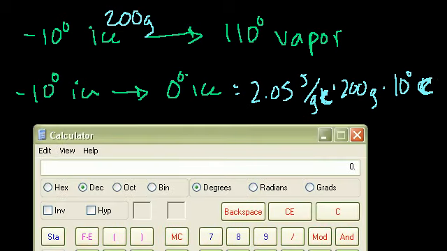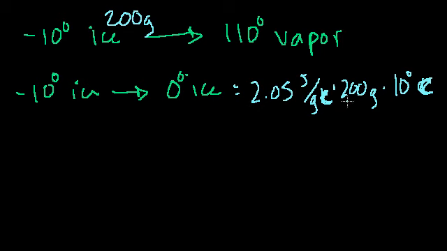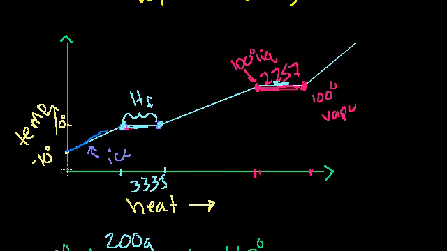Get the calculator. Clear it out. 2.05 times 200 times 10 is equal to 4,100 joules. Let me do this in a different color. So this is 4,100 joules. Fair enough. So what we've done is just this part right here. This distance right here is 4,100 joules.